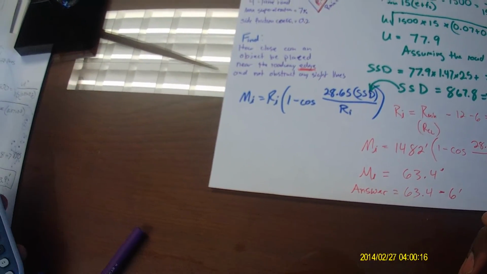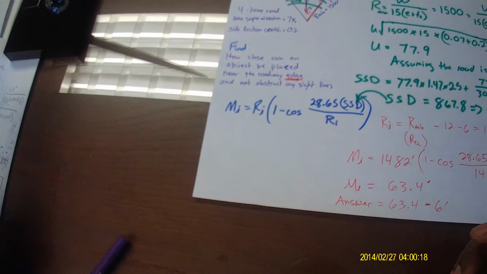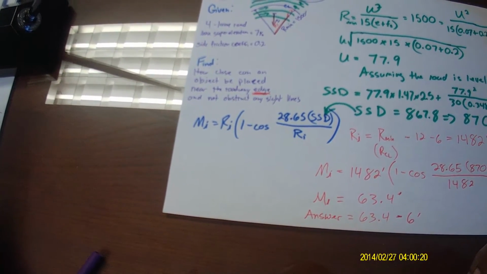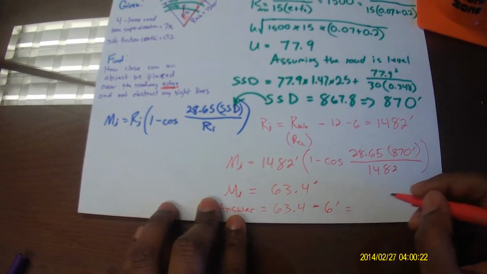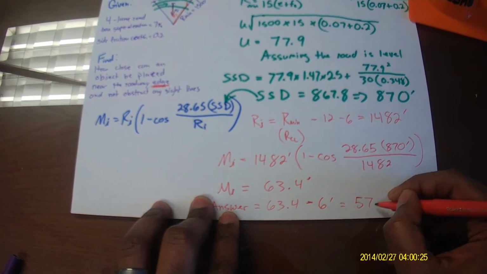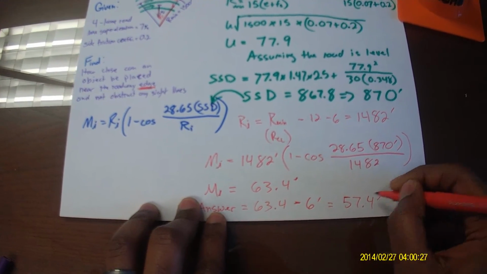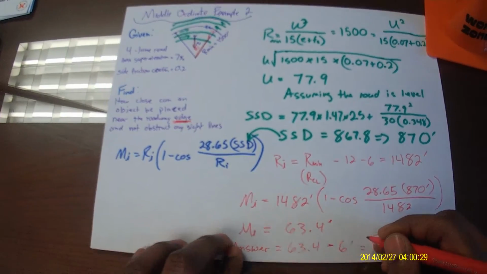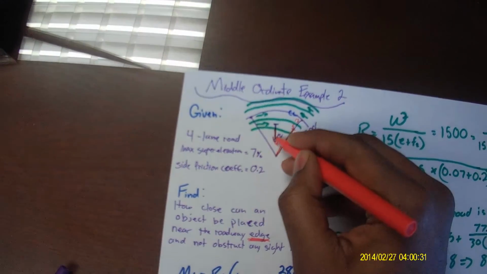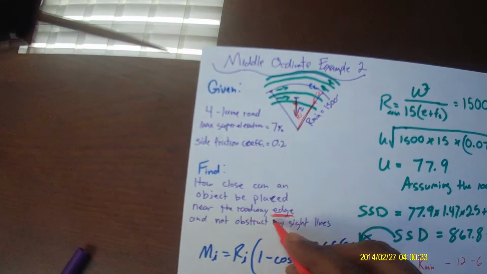And in doing so, I end up getting 57.4 feet. And that is my answer: 57.4 feet from the edge of the road.